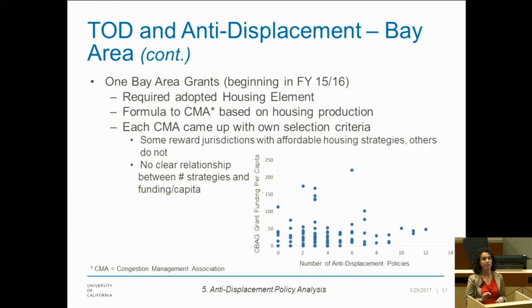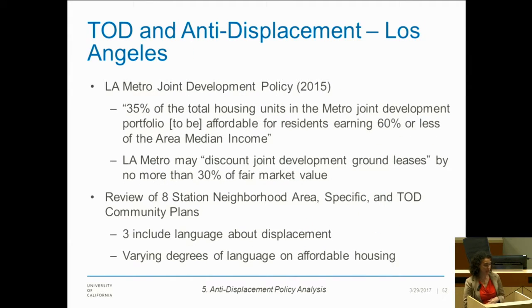And here we looked at the amount of money that went to different jurisdictions in the One Bay Area grant. That's on the vertical axis. And on the horizontal axis is the number of anti-displacement policies, the ones that we quantified in that previous graph. And as you can see here, there's absolutely no relationship between them. So something that we're learning from this process is that incentives, while great and they look good, don't really have much of an effect on local policy. In Los Angeles, we looked at the new Metro Joint Development Policy that mandates that 35% of housing units in Metro Joint Development be affordable.